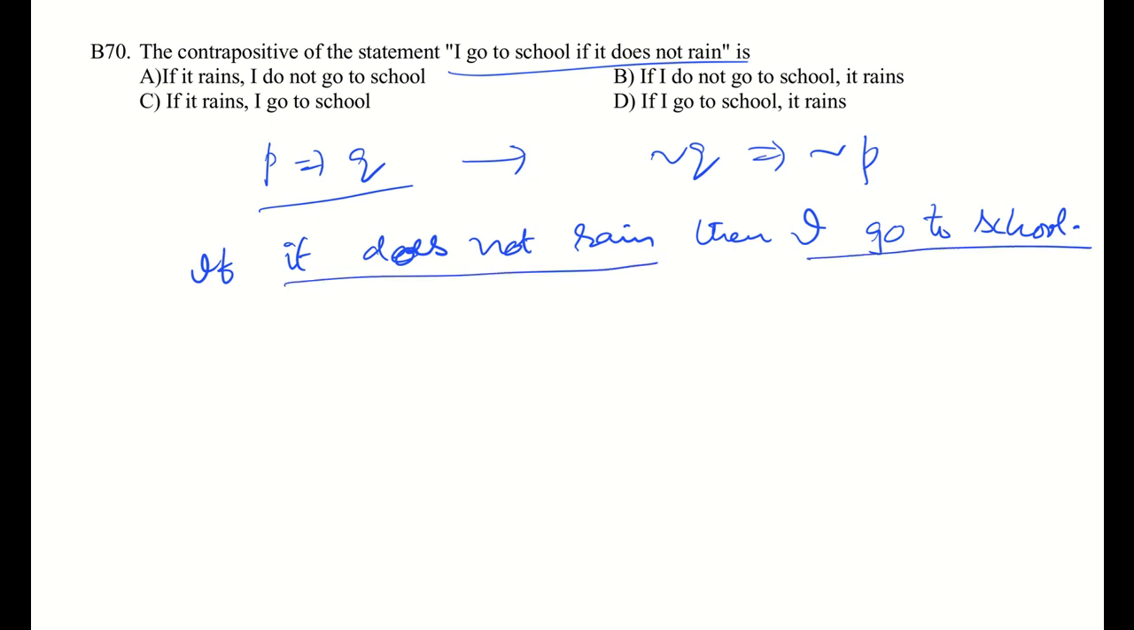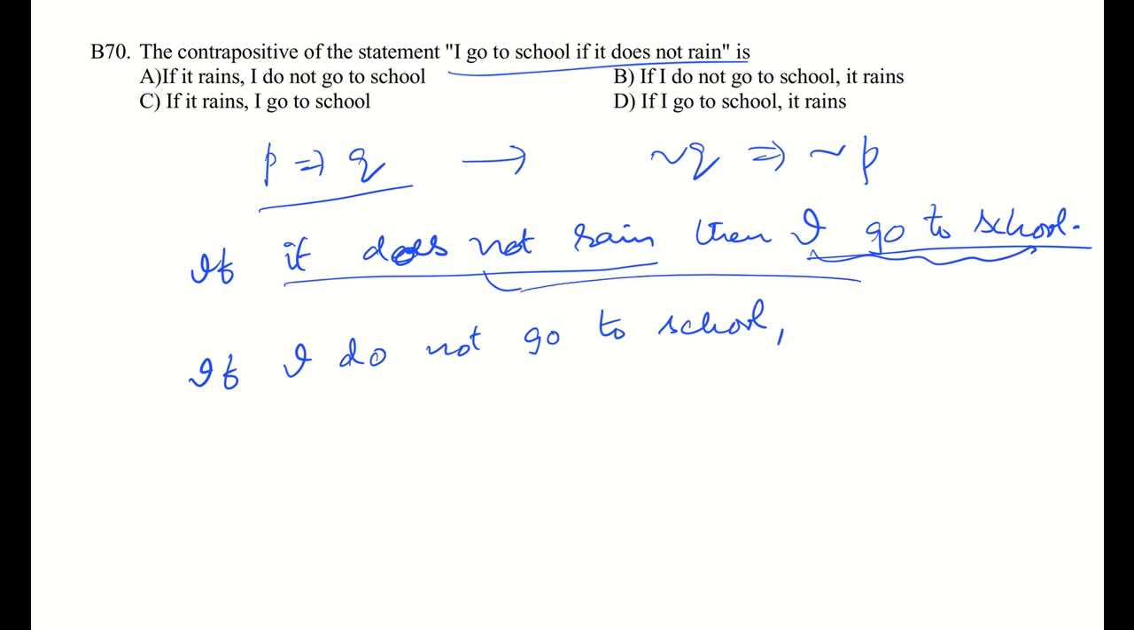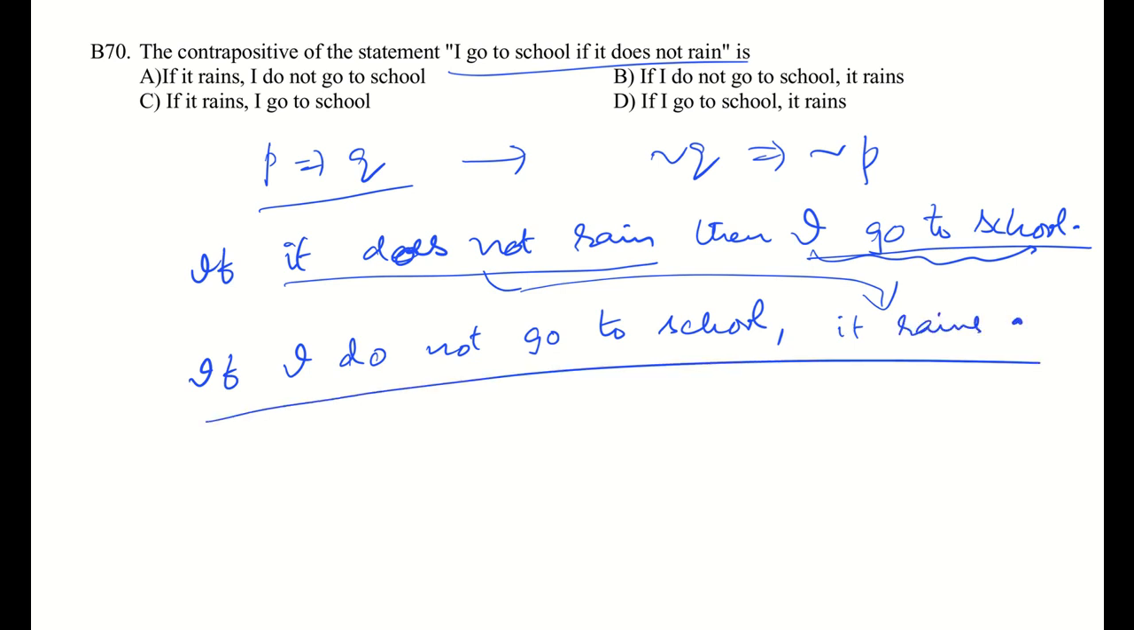Now the contrapositive I get, if I do not go to school, its negation I wrote. Then you can put a comma also because that is how he wrote. It rains. Its contrapositive: it does not rain, its negation: it rains. Therefore, option B is the answer. Let's go to the next problem.